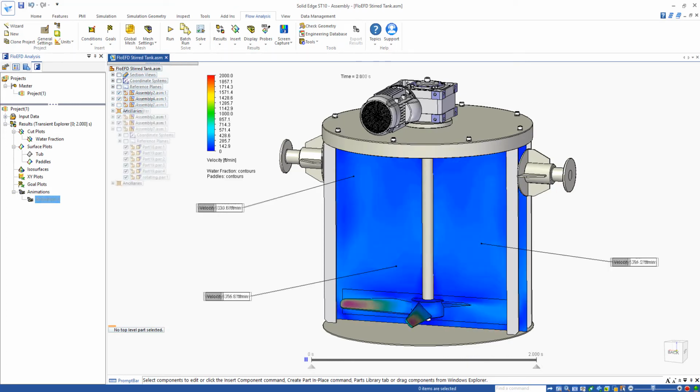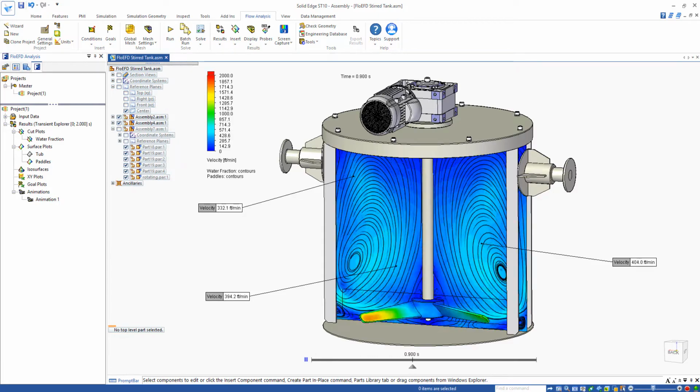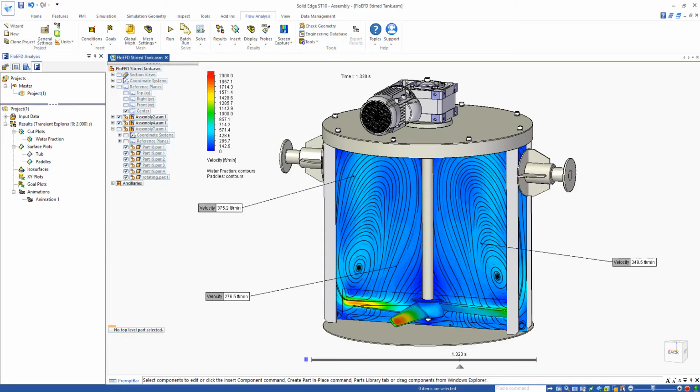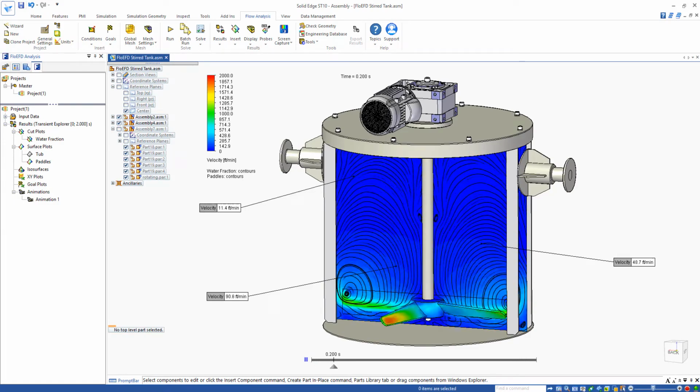Overlaying the ISO lines on the plot shows where the flow vortices are and how they move around over the course of the transient. Two distinct vortex regions can be seen where the bulk of the mixing occurs.